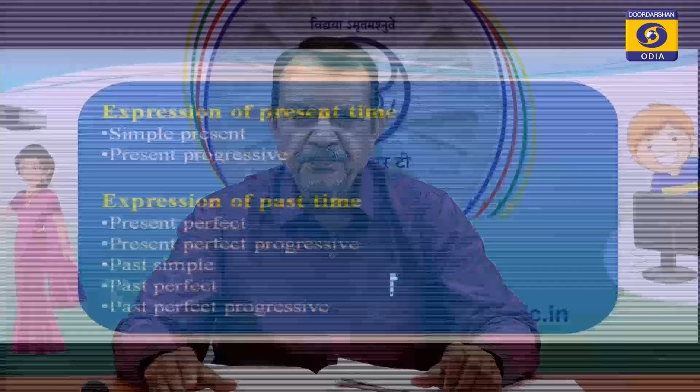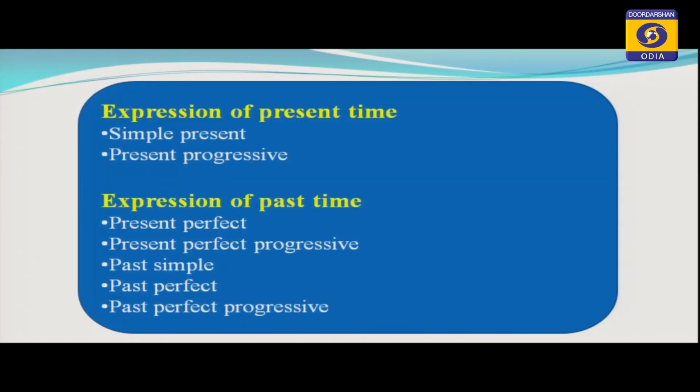Children, we have the expression of past time. In past time expression, we include present perfect tense, present perfect progressive, past simple, past perfect, and past perfect progressive. Now, sometimes we think that past perfect or present perfect, especially present perfect, should not be in the past time, but you will know how beautifully it is included in past time. So children, I have given you the three concepts of time.